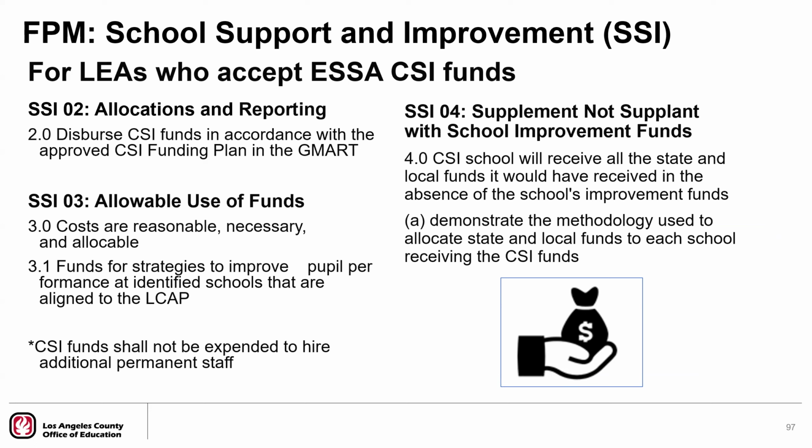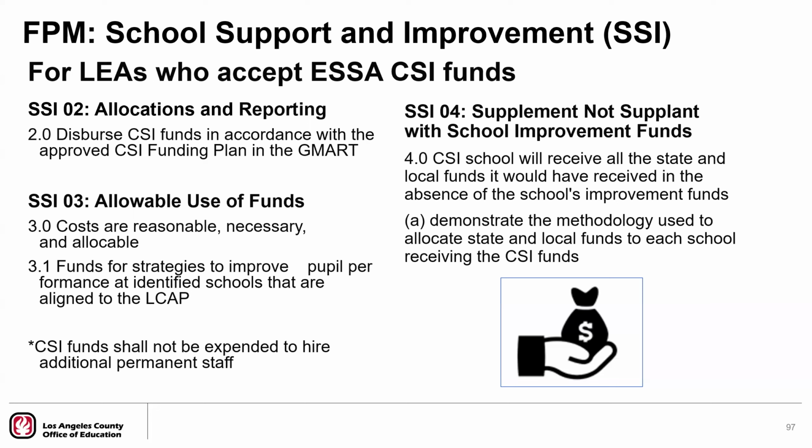In SSI 3, this is referring to the allowability of the use of funds. And here, during a review, they make sure that the costs are reasonable, necessary, and allocable. The funds must also be used for the development of strategies to improve pupil performance only at CSI schools. And these strategies must be aligned to the LCAP. It should also be noted that CSI funds cannot be used to hire additional permanent staff.